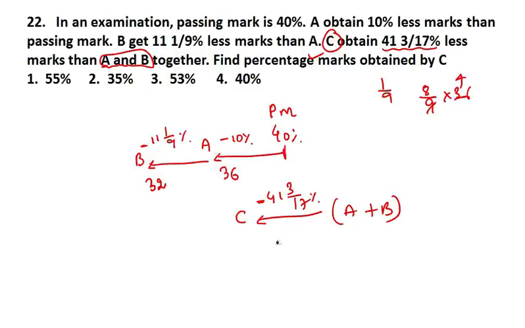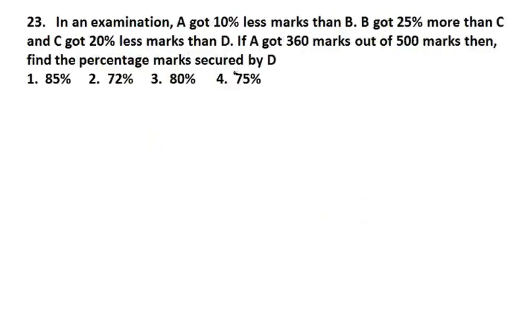Okay. So here A and B, if I add them, it is going to become 68. Okay. Now from 68, if I decrease 41 3/17%, now 41 3/17% means what? This is 7/17. Okay. Now from 68, if you decrease 7/17, then what do you get? You get 40%. So basically this is going to be your answer, 40%. Fourth option.